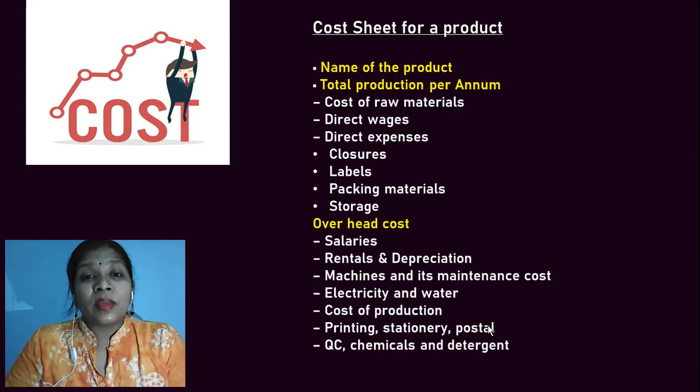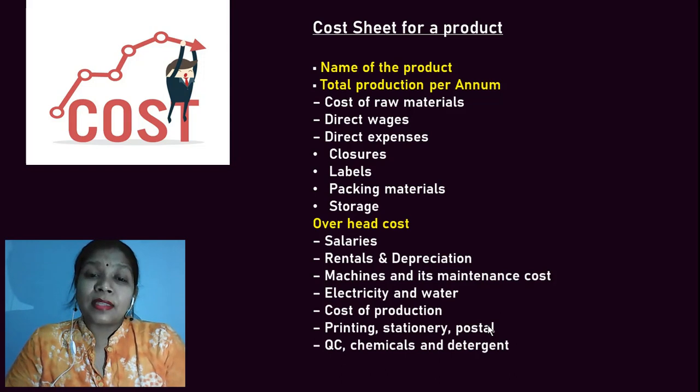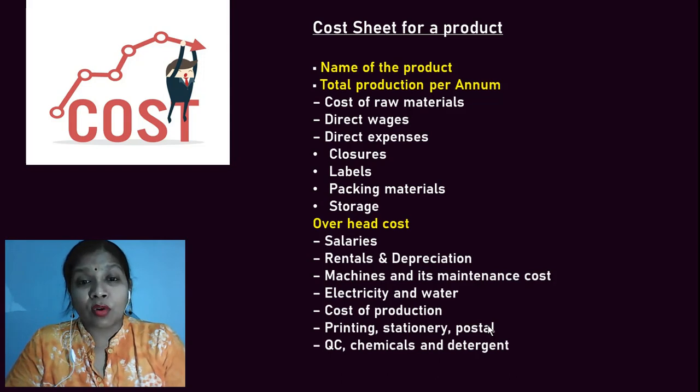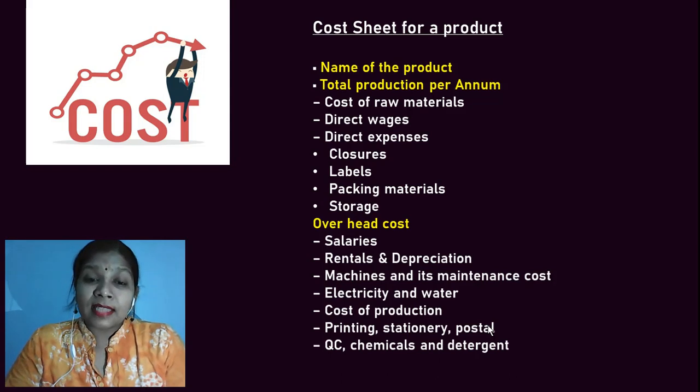Next is direct wages. Direct wages are the wages which are paid to the laborers generally. Next are direct expenses. The direct expenses include the closures, the labels, the packaging material and the storing cost. And the next is the overhead cost.